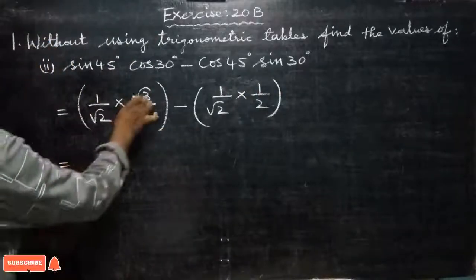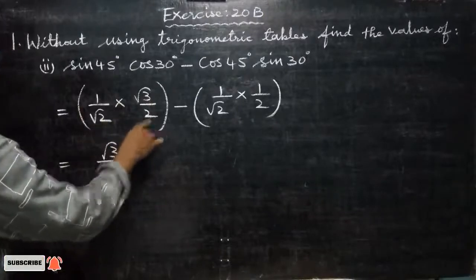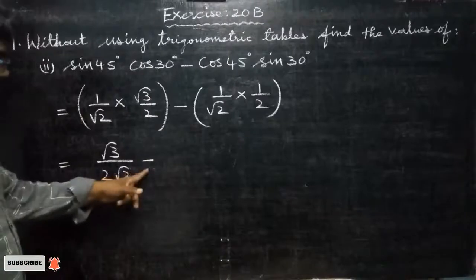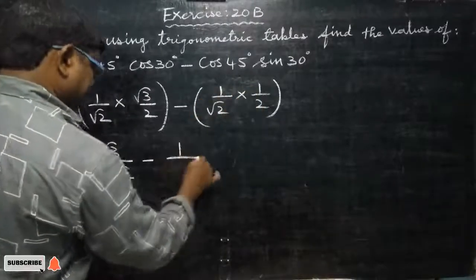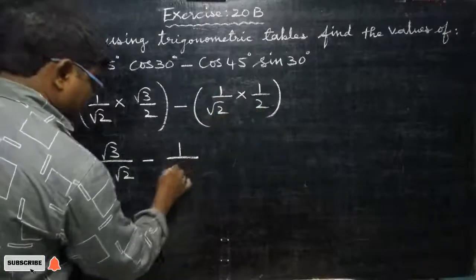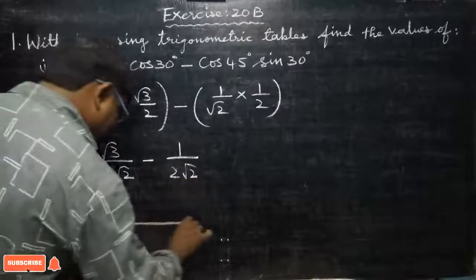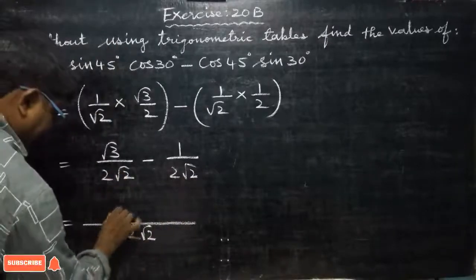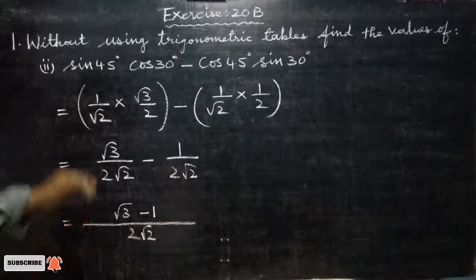Now 1 into root 3 is root 3 by root 2 into 2, which is 2 root 2. Minus, minus is there means minus, plus is there means plus. 1 ones are 1. 2 into root 2 is 2 root 2. Take LCM. LCM is 2 root 2. So the answer is root 3 minus 1 by 2 root 2. This is the way of solving.